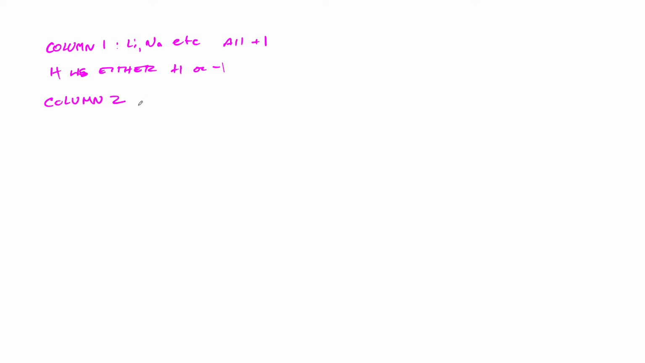All right, so we also need to know that everything in column 1, which is lithium, sodium, etc., on the periodic table, is +1. Hydrogen is either +1 or -1. Column 2 is going to be +2. That includes beryllium, magnesium, calcium, etc. Everything down that column.